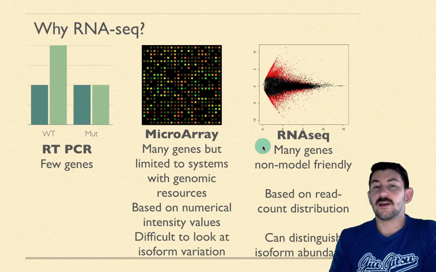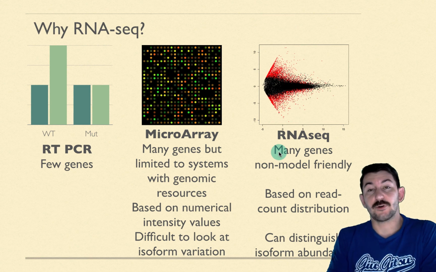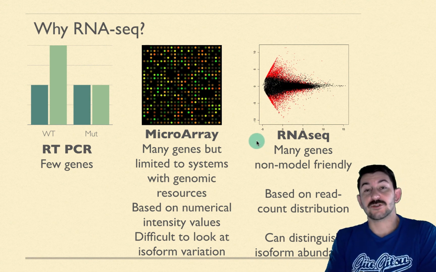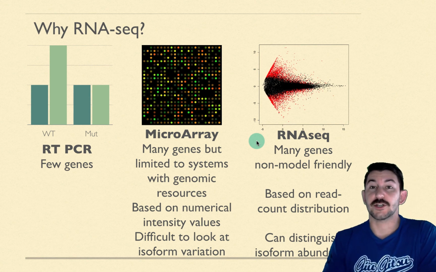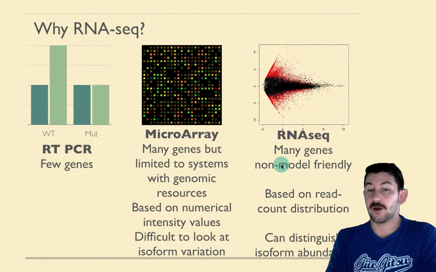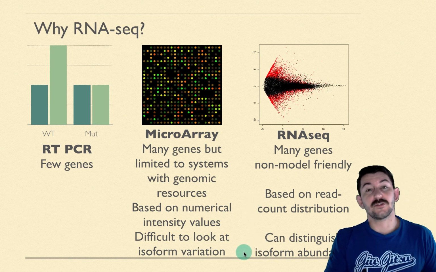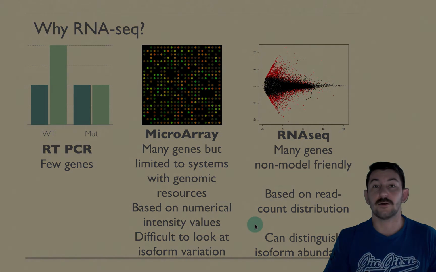Finally, RNA-seq, which is what we use most days now, is really nice in that you don't need any prior information to do a basic differential expression study. You don't need a reference genome. You don't need a microarray already built. You can build a reference transcriptome from the data you're generating to do the differential expression comparison. And so what's great about this is it's non-model friendly. It's numeric. It's based on, as we'll see, read count distributions. And depending on how you sequence it, you can actually start to distinguish variances between different isoforms as well.